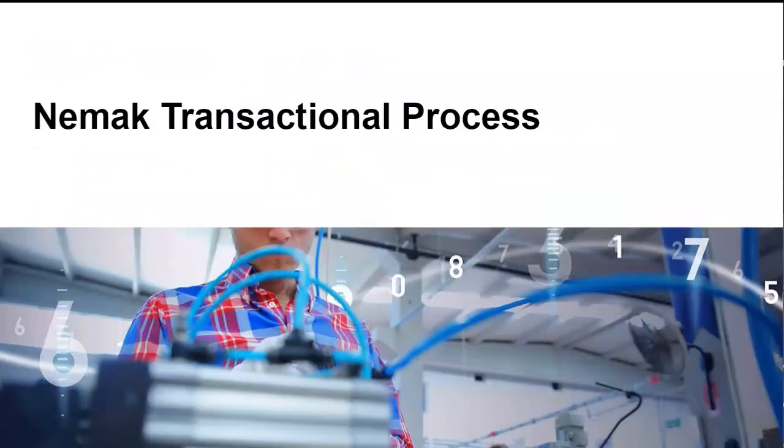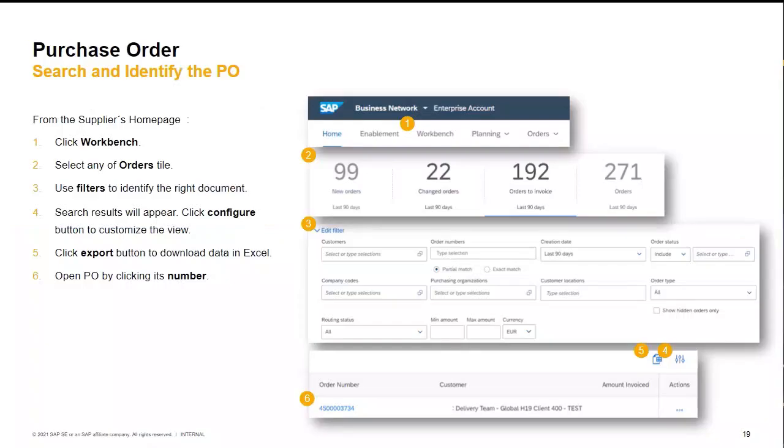We will now review Nemak's transactional process. The first part of the process explains how to search and identify a PO. Please follow these instructions or watch the video in the following slide that will guide you through the process.